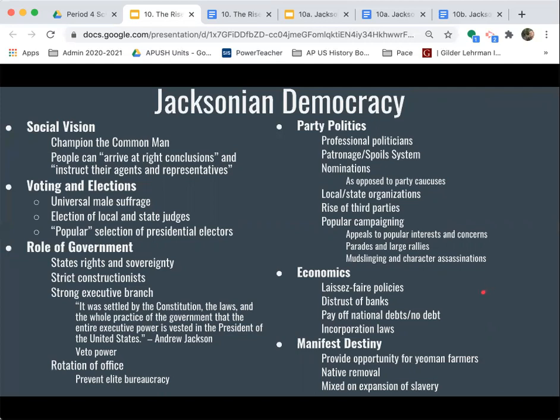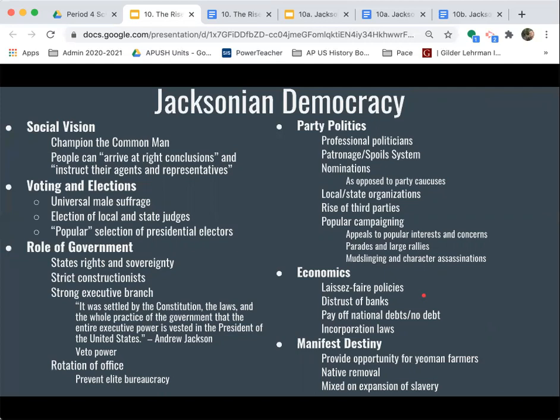People are informed is the word he used. Jackson's like, the people can be trusted because they like me, to an extent. He argues, and the Jacksonian supporters argue, that people will always arrive at the right conclusions, and they're going to vote accordingly, according to what's best for them. Jacksonian democracy, this era, is categorized by universal male suffrage and much more popular elections, in which the voice of the people is much stronger.